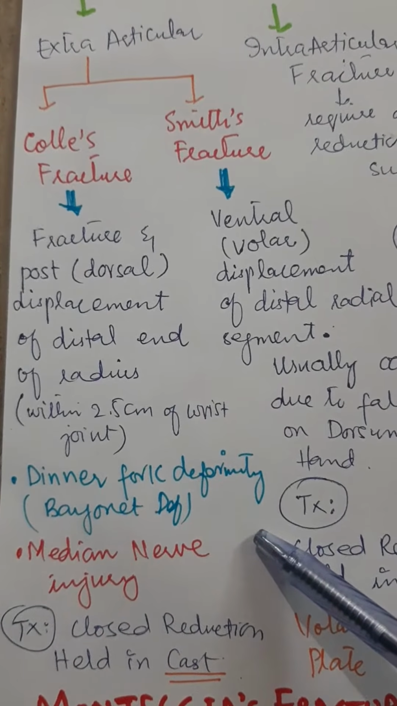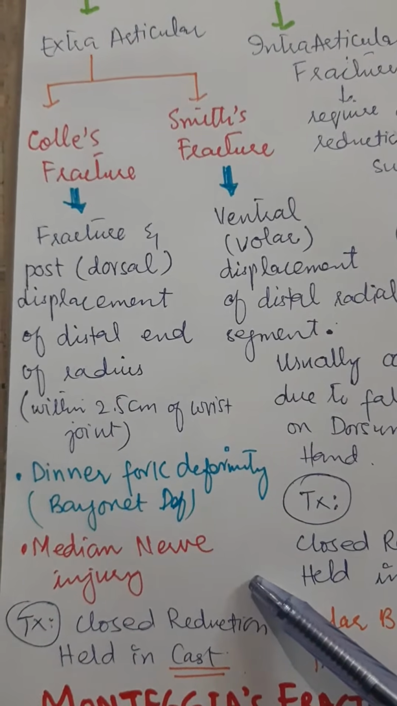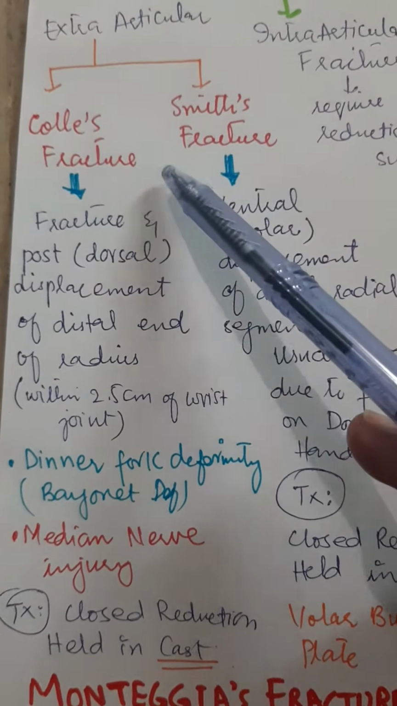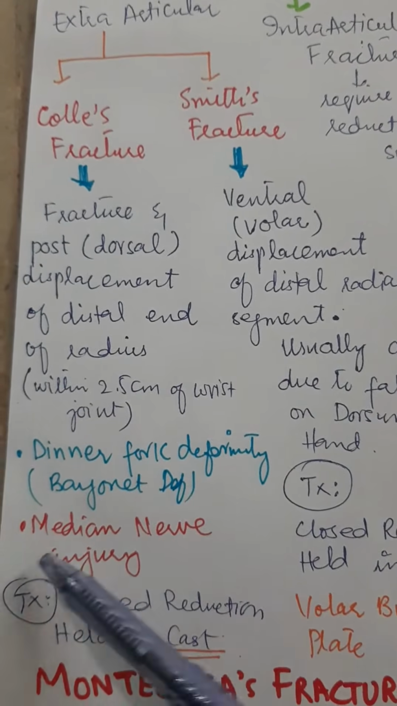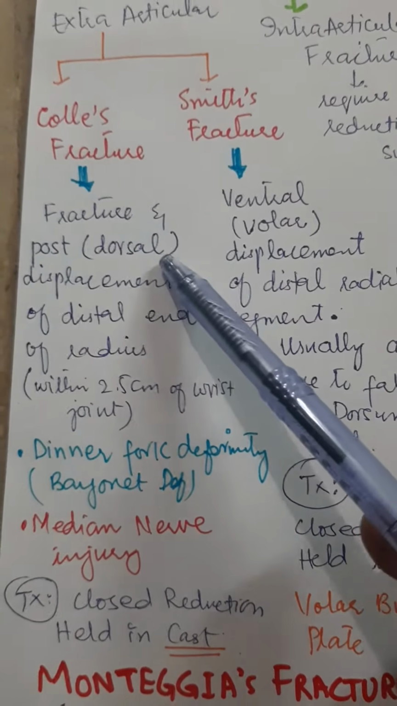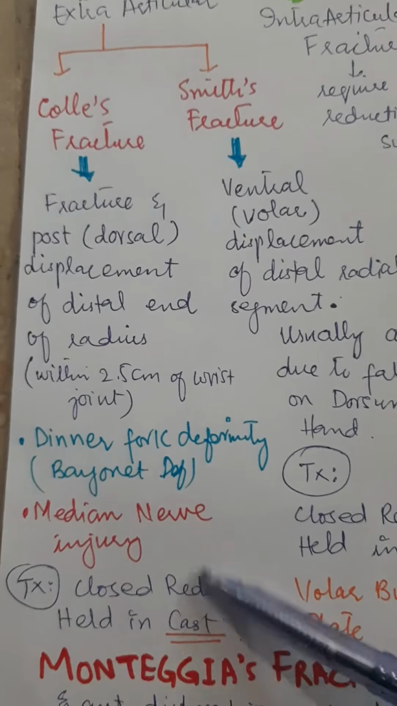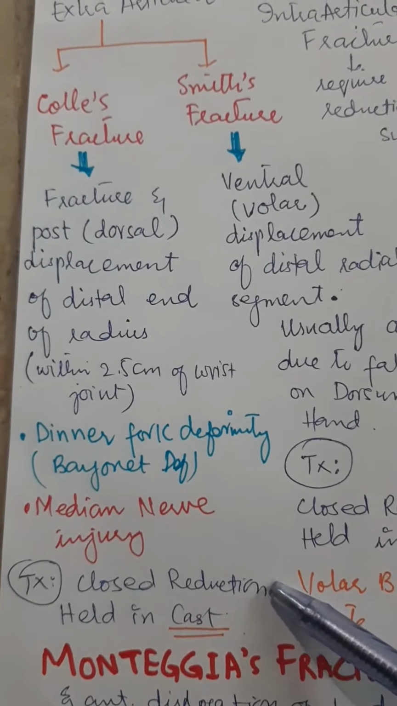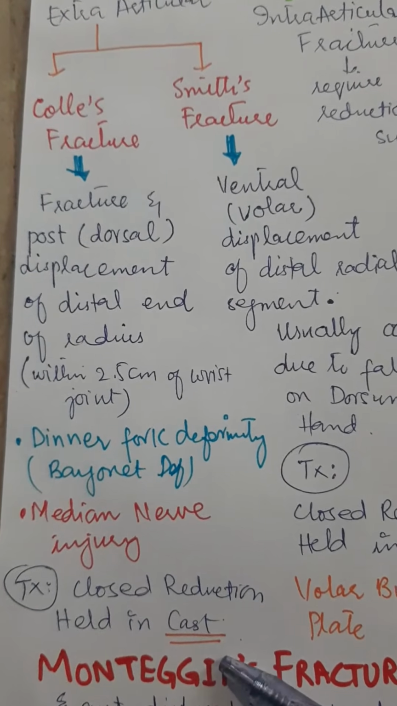It occurs as a result of the malunited distal radial fracture occurring in the Colles fracture. The median nerve injury is the most common nerve injury in the Colles fracture. Treatment is done by closed reduction and the fractured bone is held in a cast.